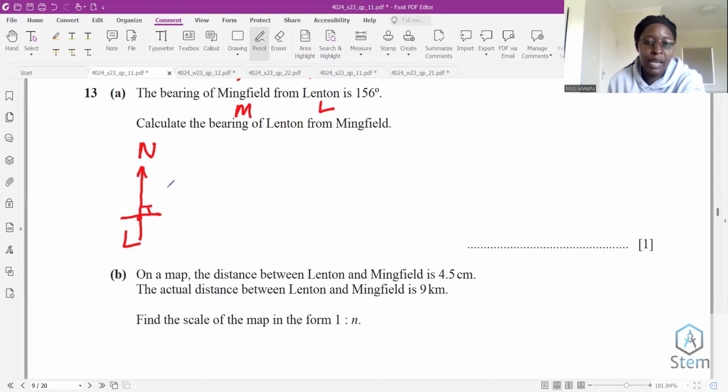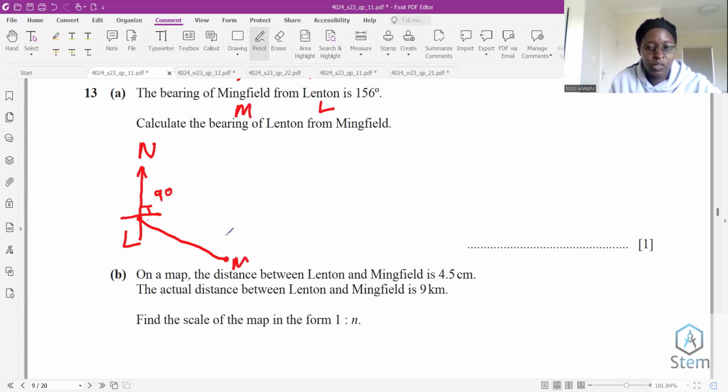When I say the bearing of Mean Field from Langton is 156, this is 90, and 156 is less than 180 because the whole straight line here is 180. So I'm going to estimate and say it's going to be somewhere here. I don't mind my line, it's not really nice, but that's basically where it is going. Somewhere there is where we have our M.